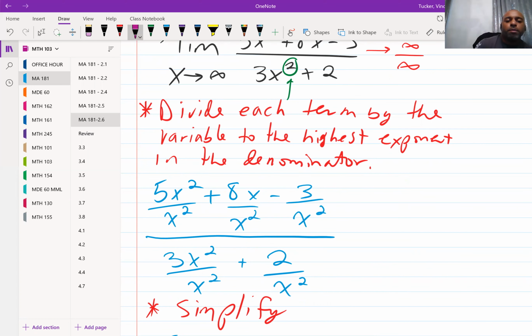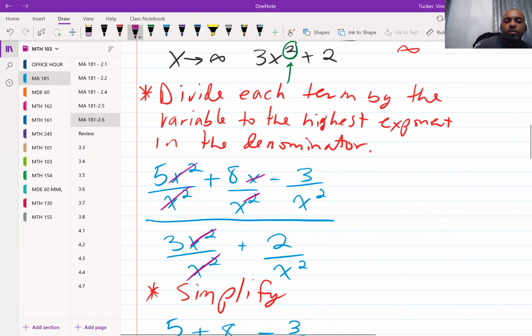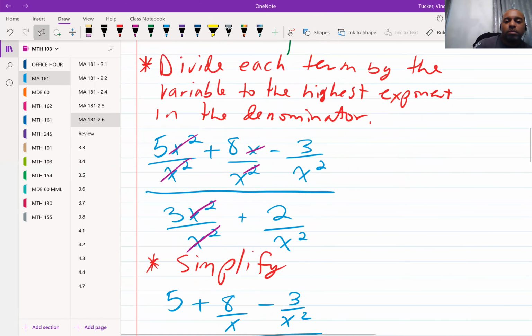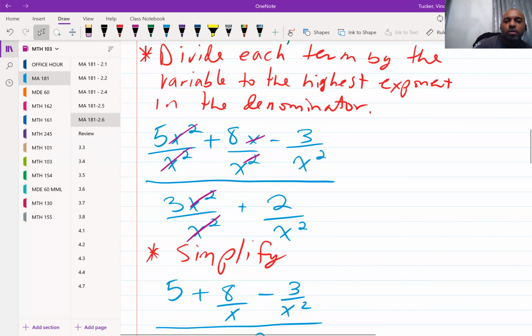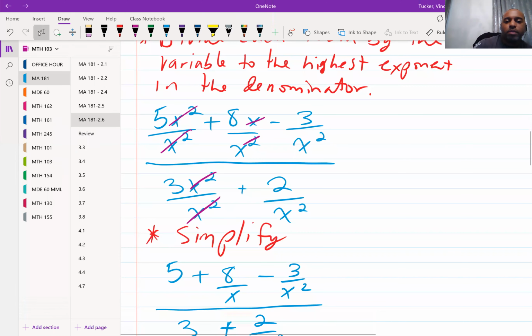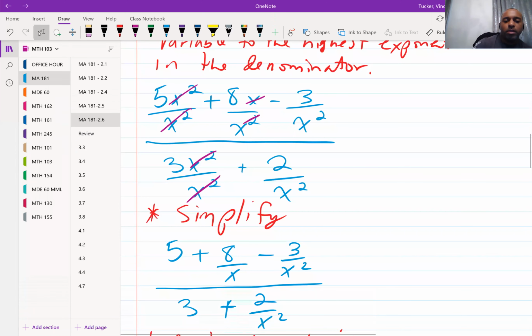All right, so if we simplify, x squares cancel. One of the x's cancels here. Here, x squares cancel. Let's still copy that statement. So this is what we have after the cancellation.